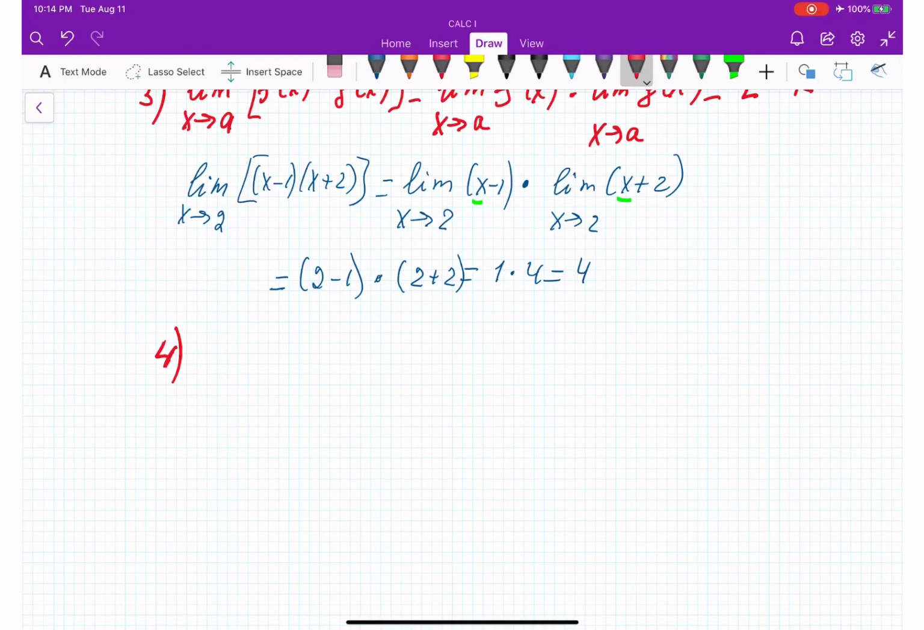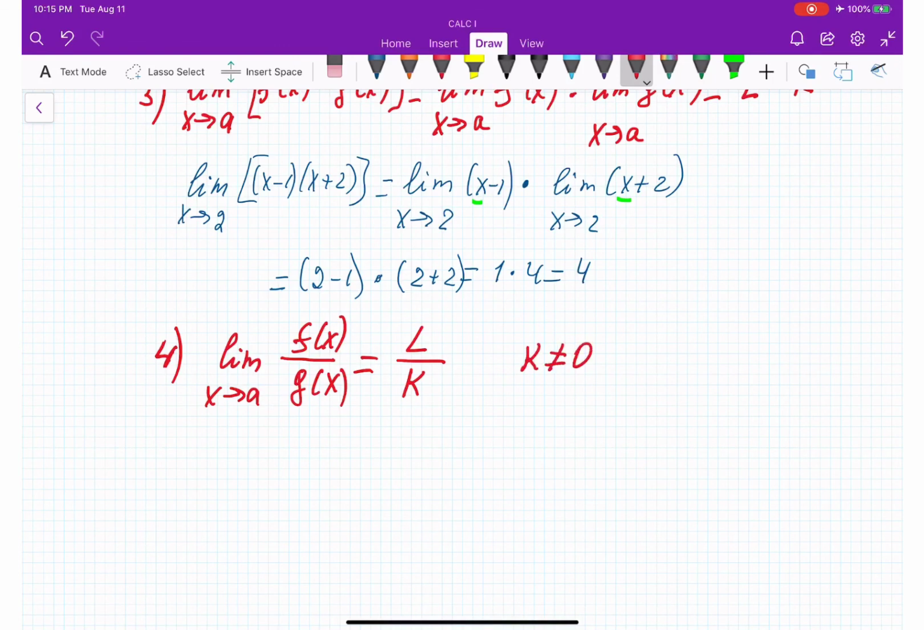Next, I'm going to do the property of the quotient. The limit of f of x over g of x, with x approaching a or c, doesn't matter, is going to equal the limit of f of x, which is L, over the limit of g of x, which is K. Now, since we have a fraction, division, we always have to put the condition that the denominator cannot be equal to 0, right?